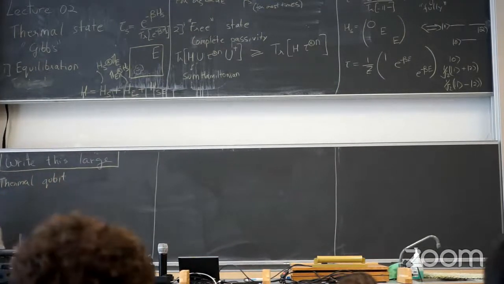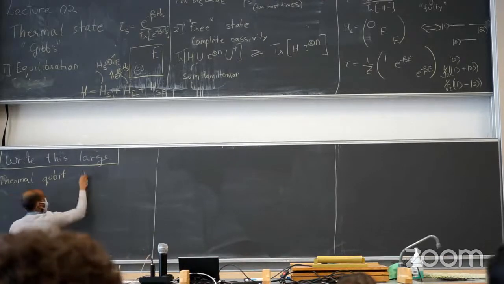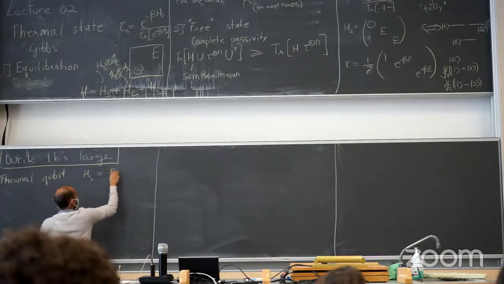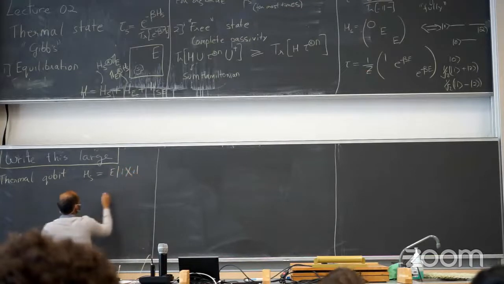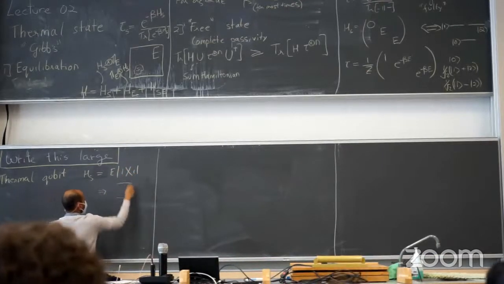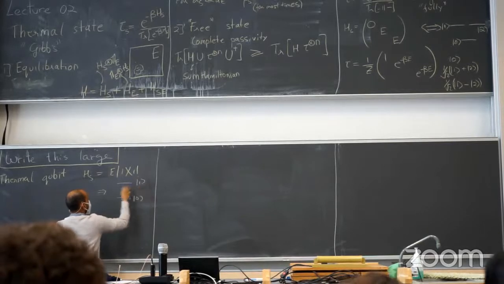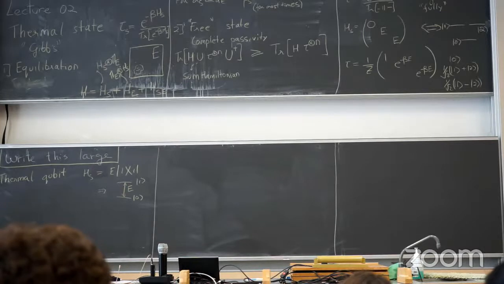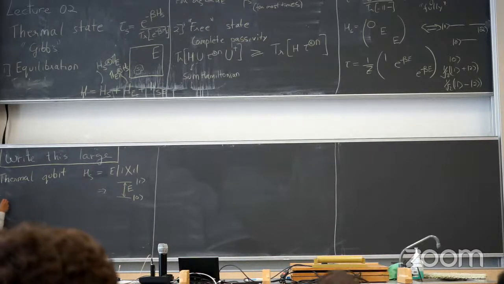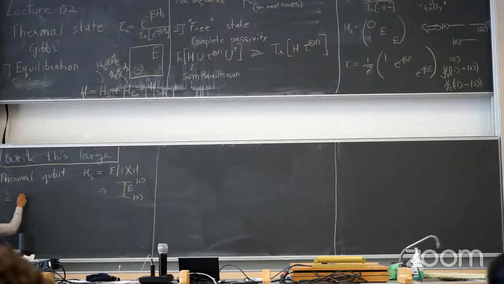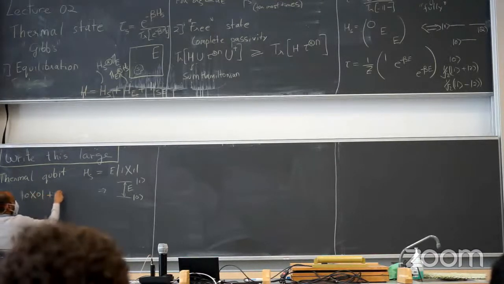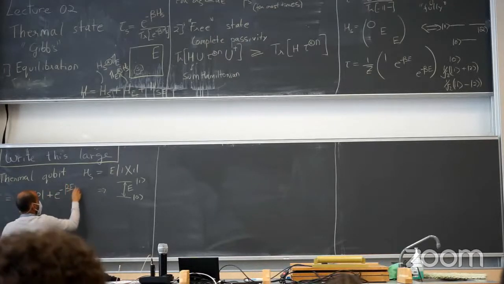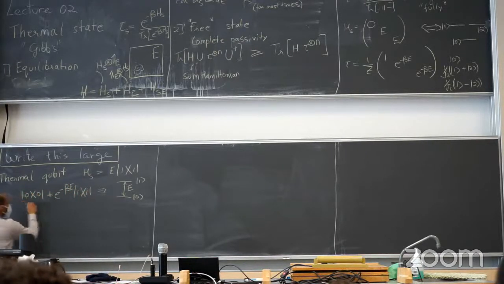And that was, so we have a Hamiltonian, which is just E|1><1|. So it's the same as saying you have 0, 1, and the energy gap is E. And for a thermal qubit, we wrote the state tau is simply, well, let's say |0><0| plus e to the minus beta E |1><1|, divided by 1 plus e to the minus beta E.